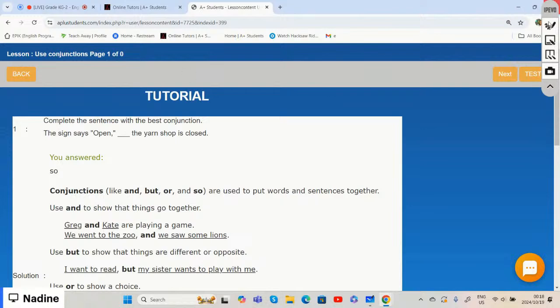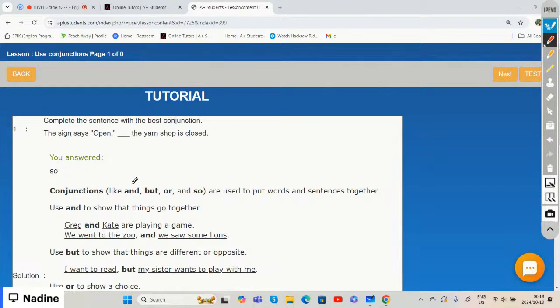All right, and if we were to select the correct word or conjunction, the sign says open, but the yarn shop is closed. But is to show that things are different or options or opposite. So we say but.